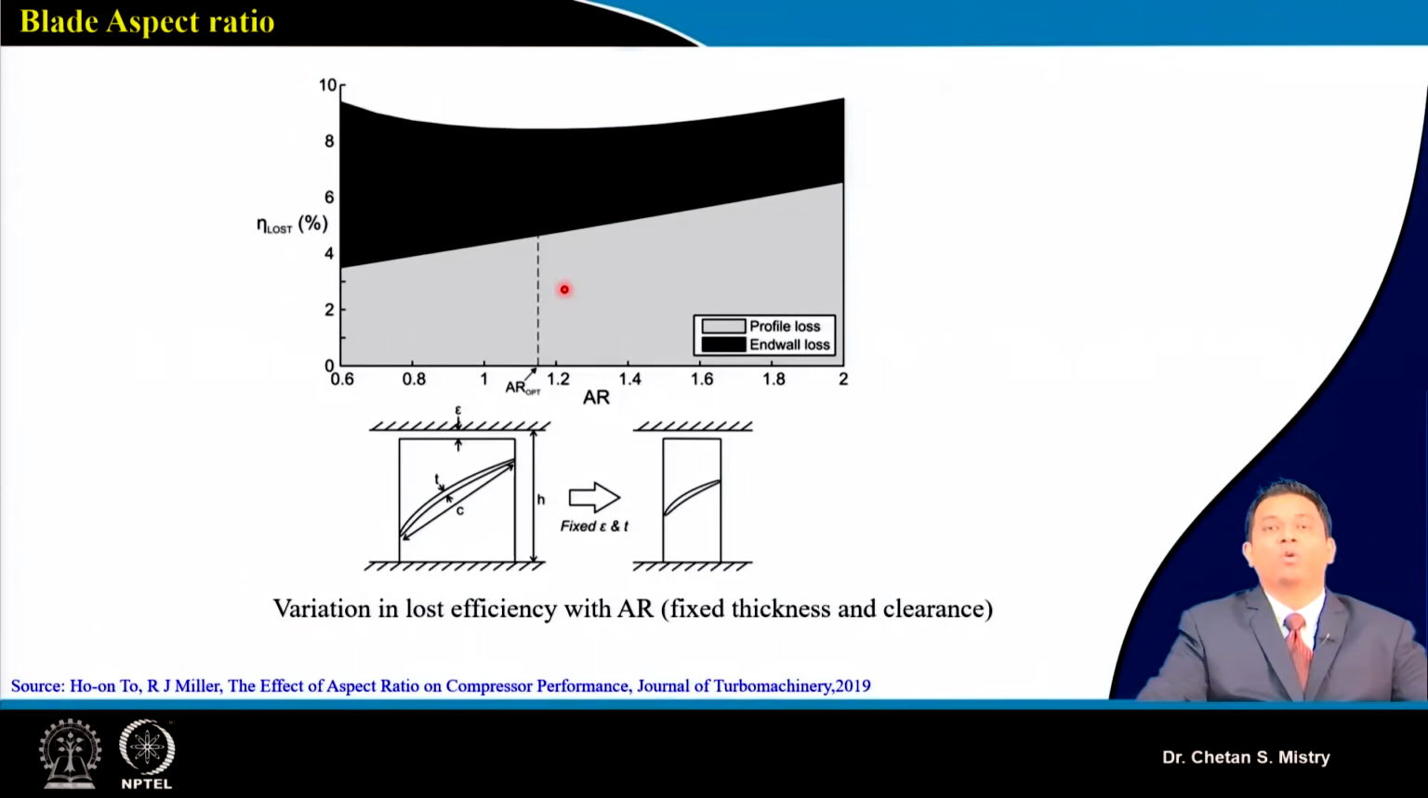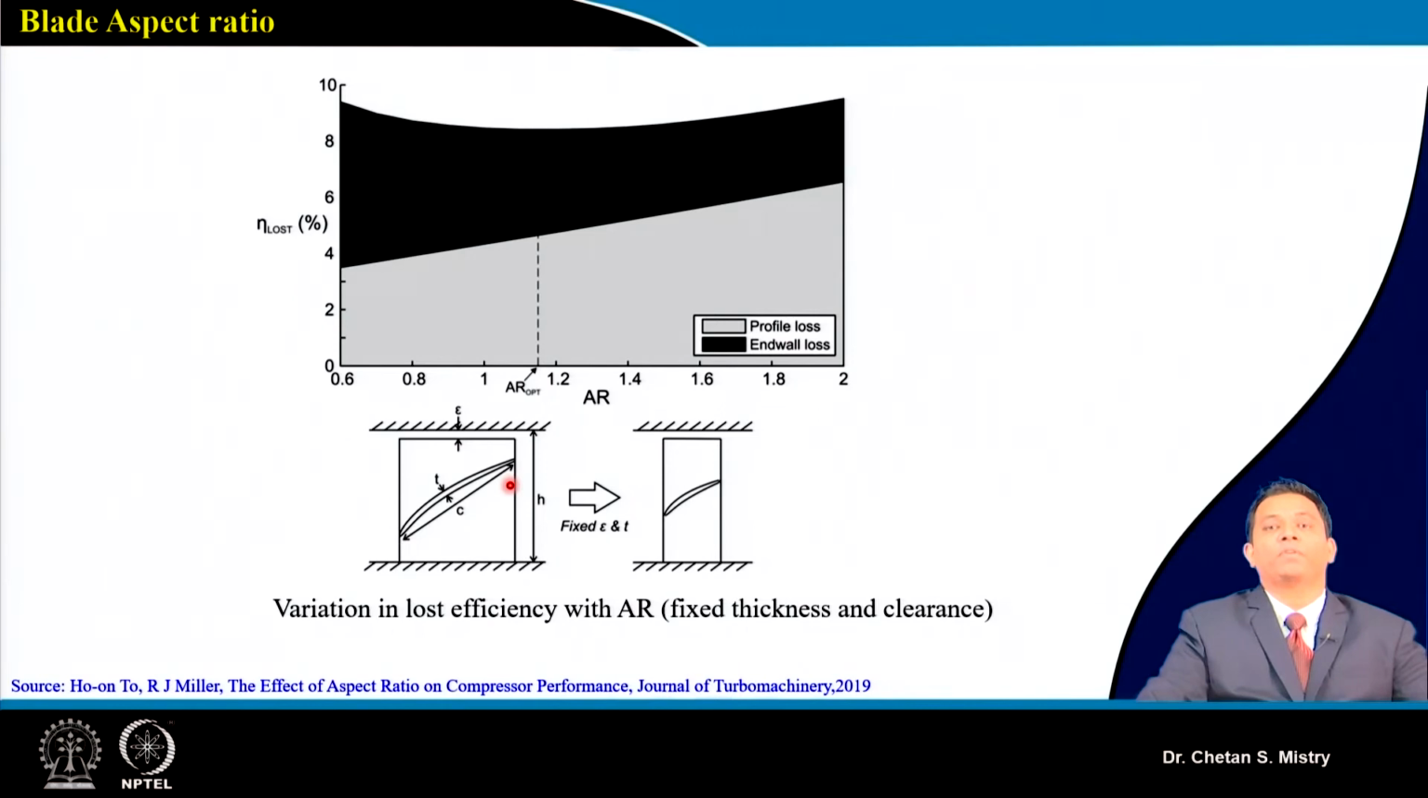Now, this is one of the works reported by the University of Cambridge. The whole concern is what the aspect ratio needs to be. For that, they have taken two blades of different aspect ratio. They have the same thickness and the same clearance. So here, if you look at this clearance and this clearance, it is the same, and the thickness of the blade they have also considered to be the same.